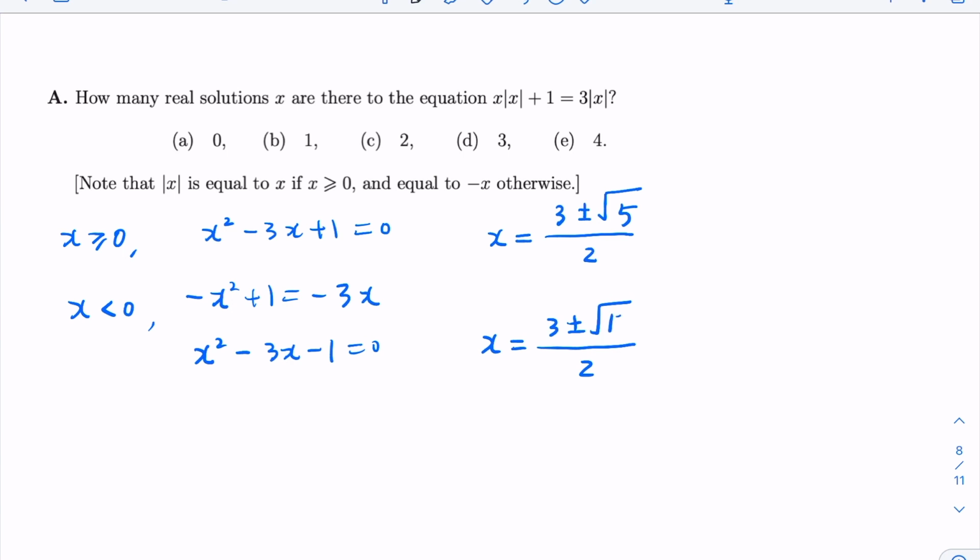Now, notice, however, this only makes sense if x is smaller than 0, and here one number is greater than 0, so you need to get rid of the positive number, right? So here, you only take the negative one. So this is greater than 0, and this has to be less than 0. So the answer here is going to be D.